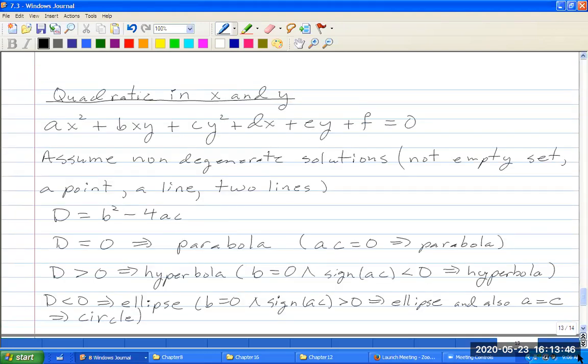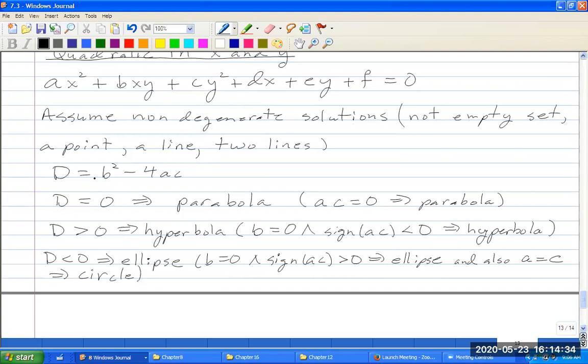Let's look at a quadratic equation in x and y: Ax squared plus bxy plus cy squared plus dx plus ey plus f equaling 0. We will assume non-degenerate solutions, meaning we don't want the empty set, a point, a line, or two lines. So if we're looking at just non-degenerate solutions, let's consider the discriminant, d equaling b squared minus 4ac. If d is equal to 0, then this equation will describe a parabola.